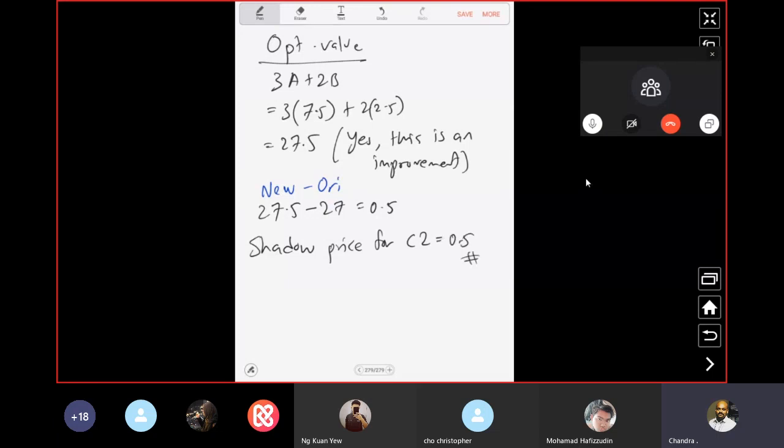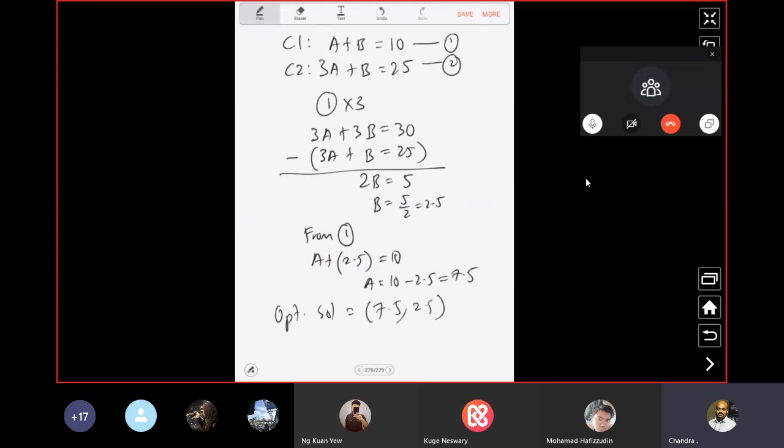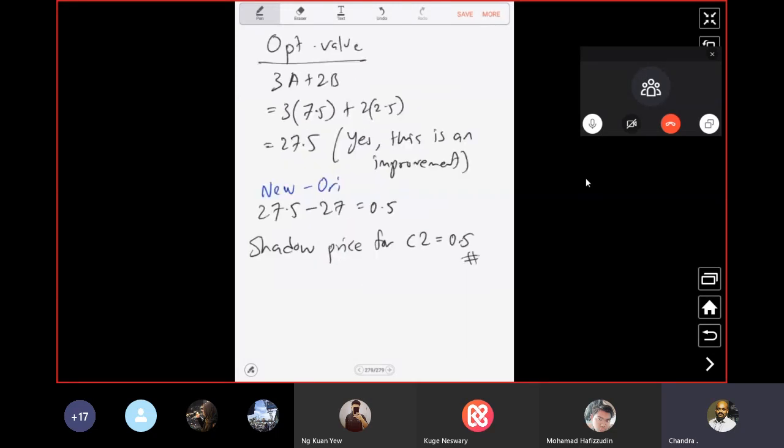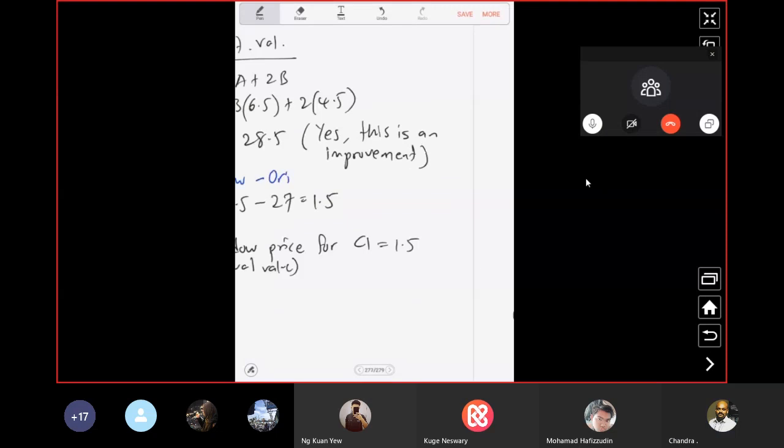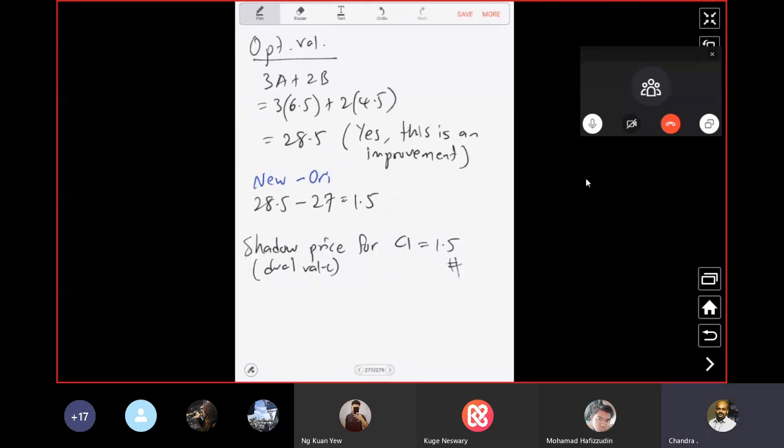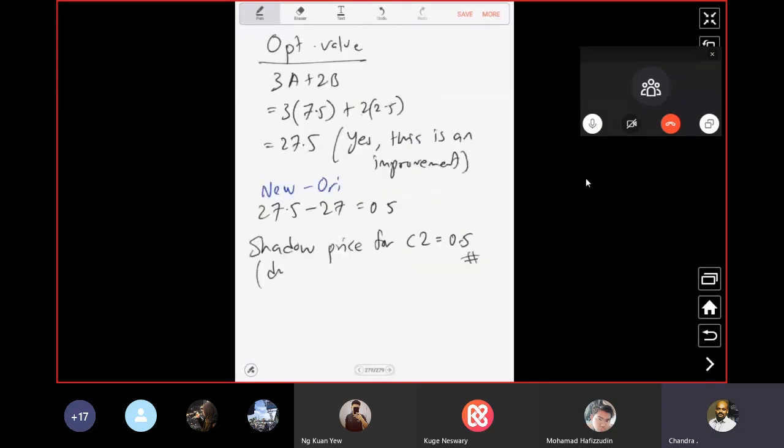Okay, so that's how you find your shadow price. The shadow price goes by binding constraint only. 2 binding constraints, 2 shadow prices. Non-binding constraint, 0 shadow price. Okay, this is a shadow price. This one you can call dual value.